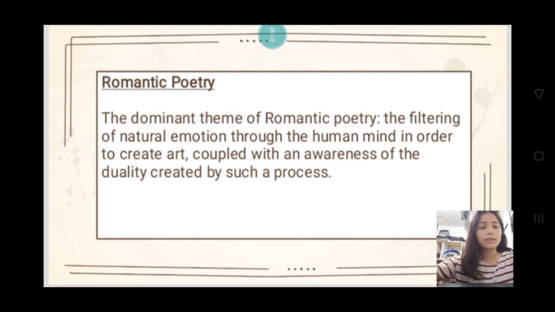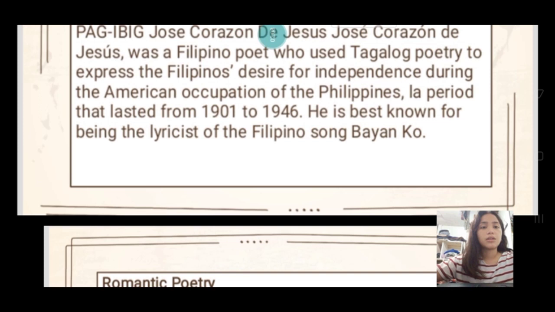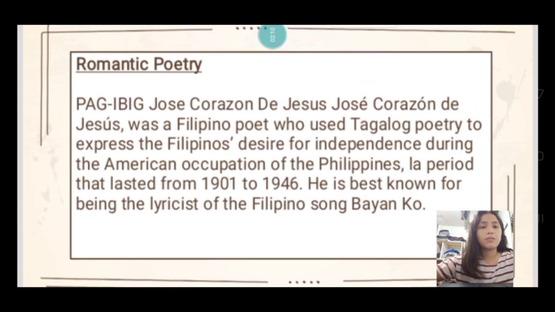Let's proceed to romantic poetry. The dominant theme of romantic poetry is the filtering of a national emotion through the human mind in order to create art, coupled with awareness of the quality created by such a process. So for romantic poetry, an example is Pag-ibig by Jose Corazon de Jesus.